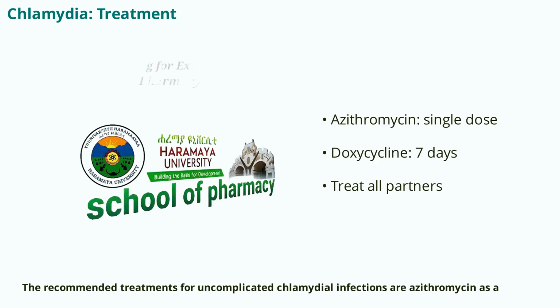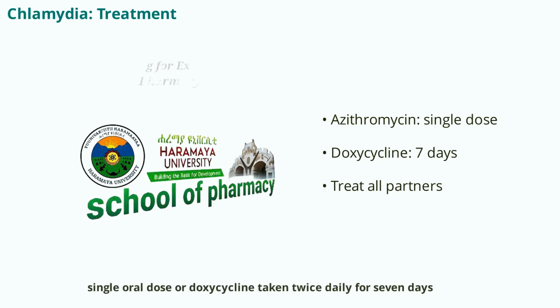Recommended treatments for uncomplicated chlamydial infections are azithromycin as a single oral dose or doxycycline taken twice daily for 7 days. Azithromycin is particularly effective due to its long half-life, allowing for single-dose therapy. Treating all sexual partners and abstaining from sexual activity until treatment is complete are important steps to prevent reinfection and further spread.